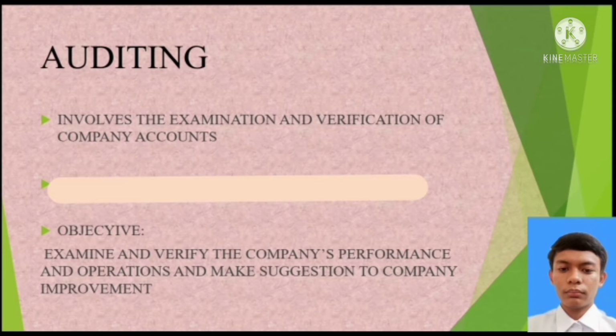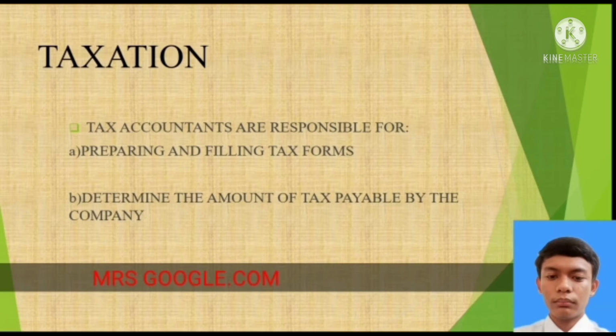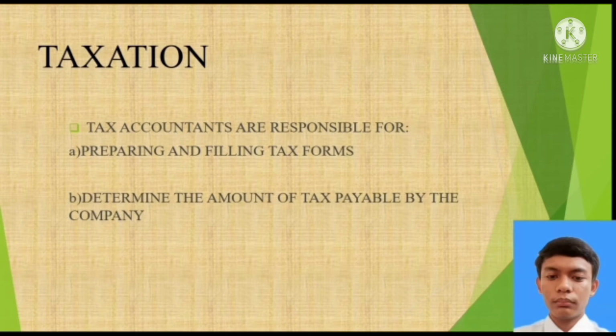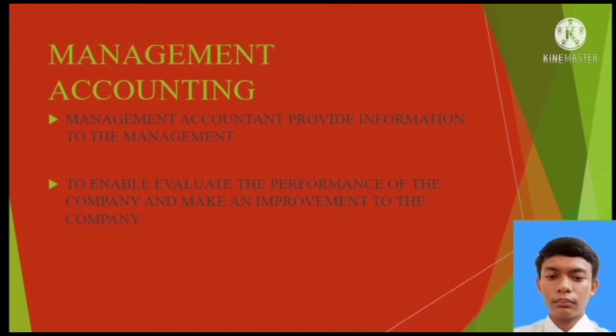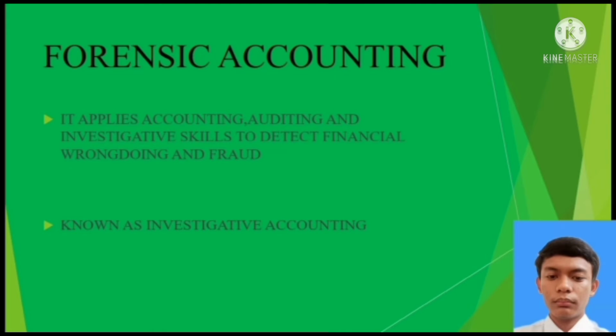Auditing involves the examination and verification of company accounts. Next, taxation is about tax accounts, which are responsible for preparing and filing tax forms and determining the amount of tax payable by the company. Management accounting enables evaluating the performance of the company and making improvements to the company. Forensic accounting applies accounting, auditing, and investigative skills to detect financial wrongdoing and fraud.